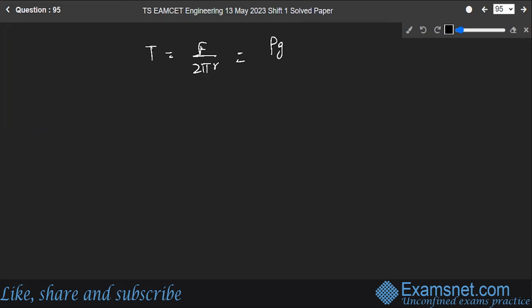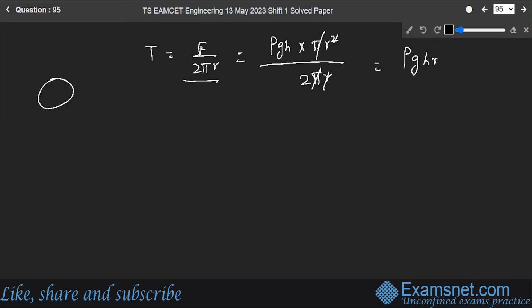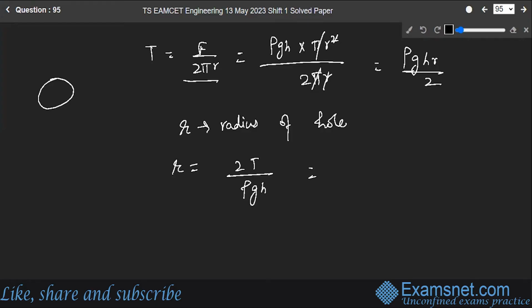F is rho G H into area of the bottom, and this is the circumference of the bottom. So this is divided by 2 pi R. R will cancel, pi will cancel. This will be rho G H R upon 2. So you will have here R is your radius of the hole. So R is equal to 2T upon rho G H, where T's value is 0.07.